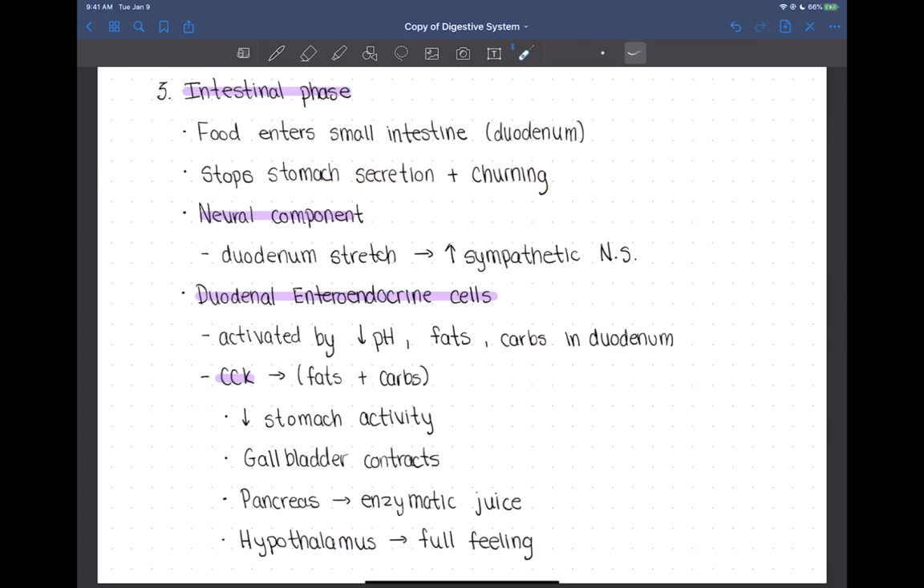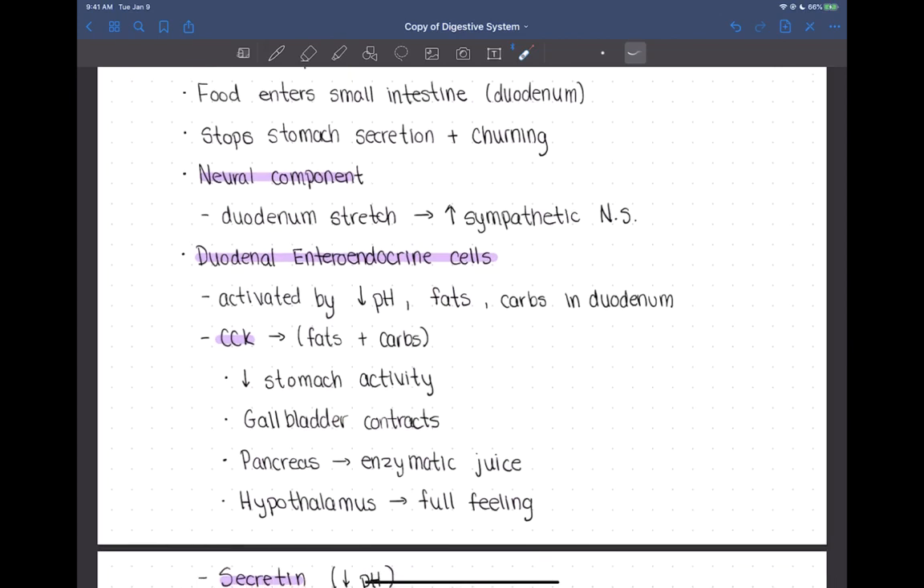Right? This occurs through both a neural component and an endocrine component. So the neural component comes from the duodenum being stretched by the addition of that chyme. All right, that's going to activate the sympathetic nervous system, which counteracts digestive activity. So that sympathetic nervous system is going to shut down the secretion and churning of the stomach.